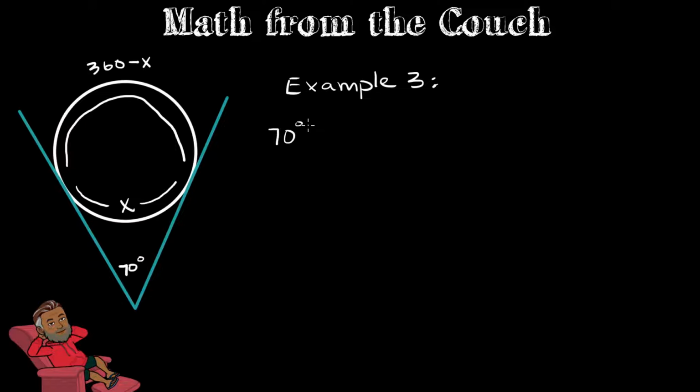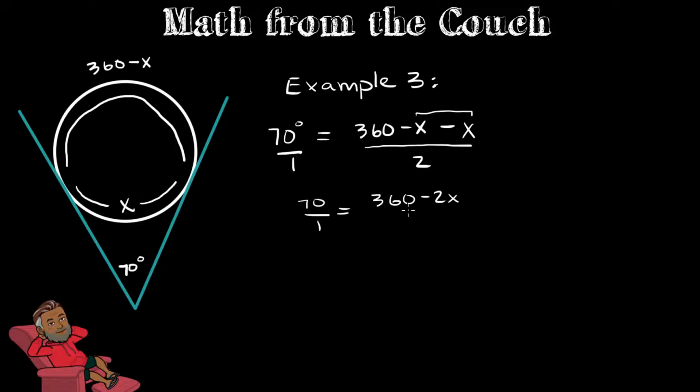The angle is equal to the arc that bends away from the angle, 360 minus x, minus the arc that bends towards my angle, the x, all divided by 2. Now, since the variable is not isolated, I am going to make the 70 over 1 a fraction. And I'm also going to collect like terms right here, those negative x's. So this gives us 70 over 1 equals 360 minus 2x over 2. We'll go ahead and cross multiply. That gives us 140 from multiplying the 70 and the 2. And 1 times 360 minus 2x is just 360 minus 2x.